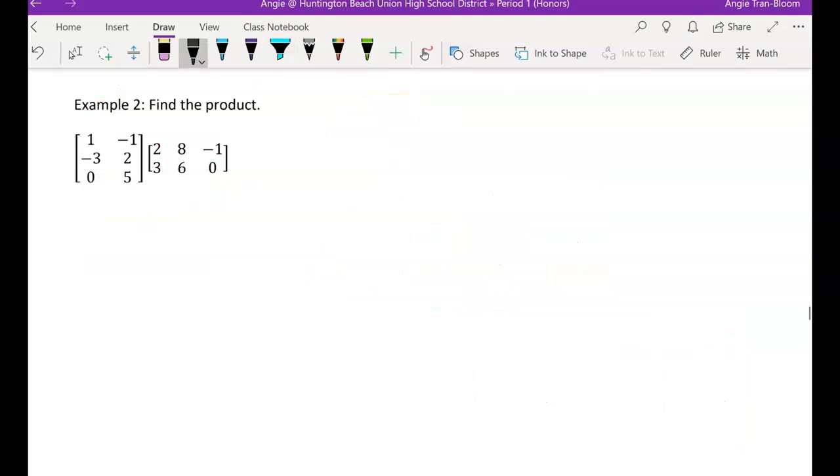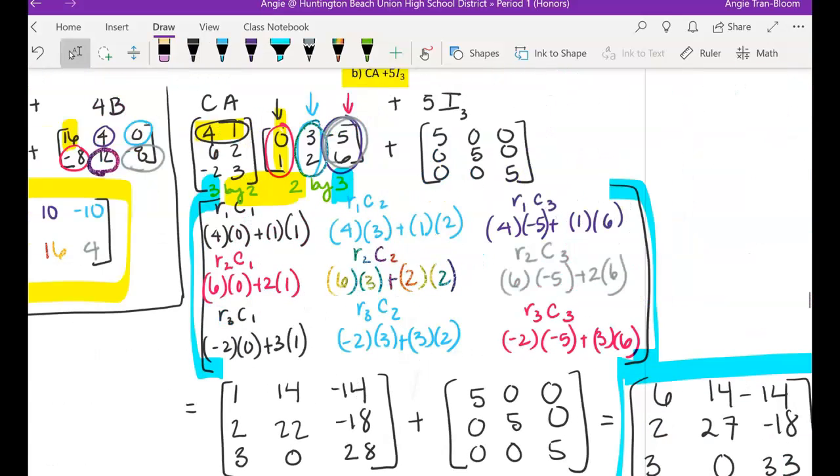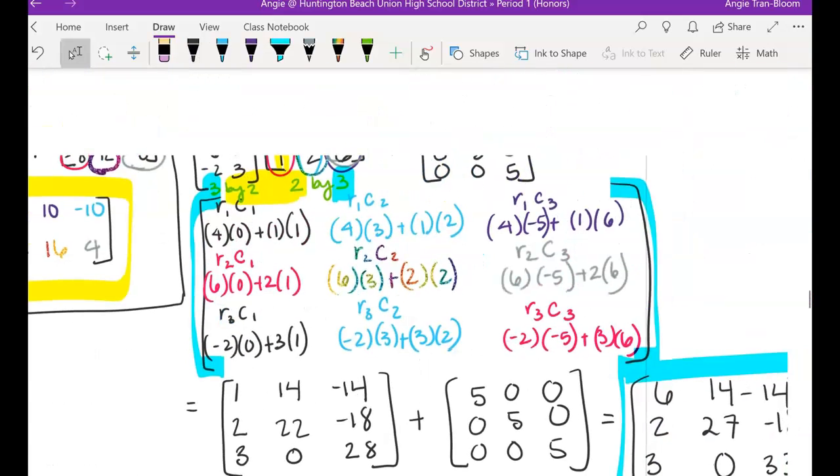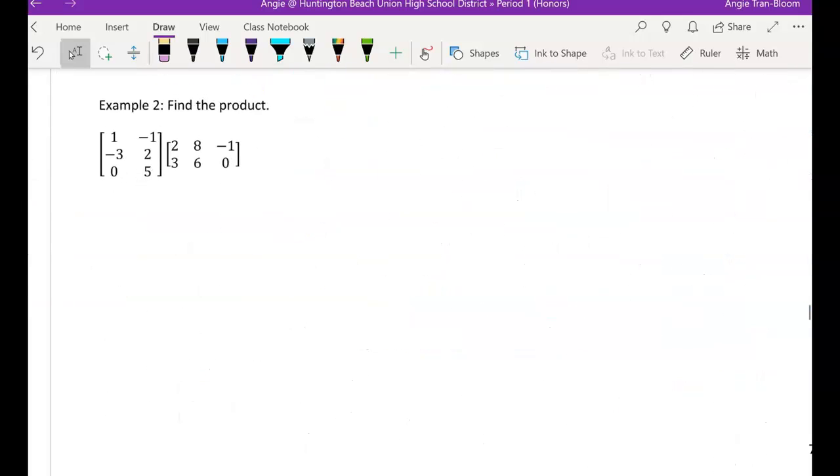This is example 2 in 11.4. This one says find the product. Remember the previous example, if you remember, we did on B, we did a lot, right? We multiplied two matrices and then we add another one. So this one is a simpler version of example 1B, it says find the product.